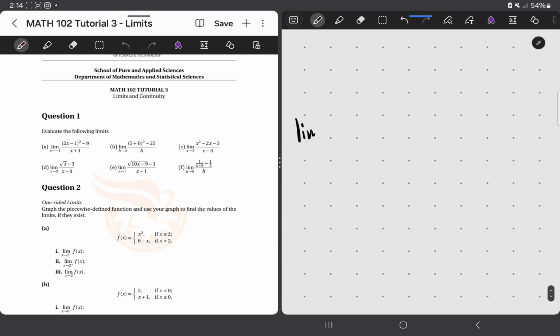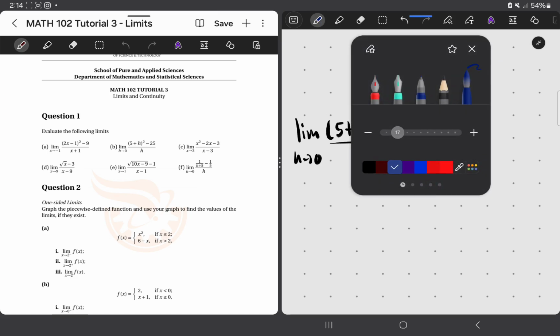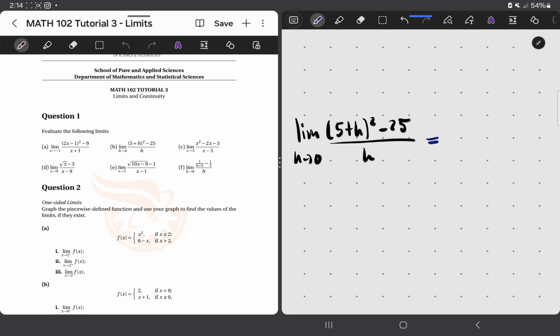Then we're going to say the limit as h approaches 0 of (5 plus h) squared minus 25 over h. So what do we do when we have something like this? What are we going to do? Because we need to do something. h is going towards 0, so it's a fraction, right?